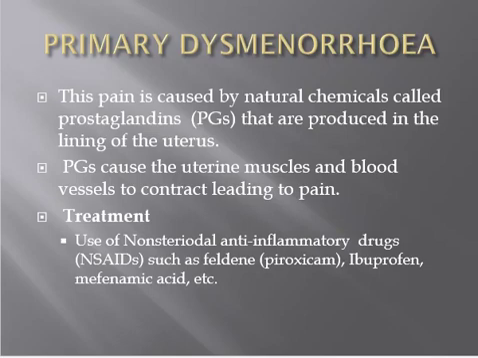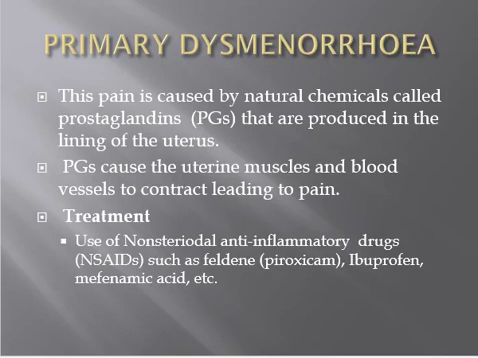So what is the treatment for this dysmenorrhea? It can be treated using medications such as non-steroidal anti-inflammatories. What medications under non-steroidals can be used to treat dysmenorrhea? You have Feldene, which is also known as piroxicam. You can also use ibuprofen or mefenamic acid.